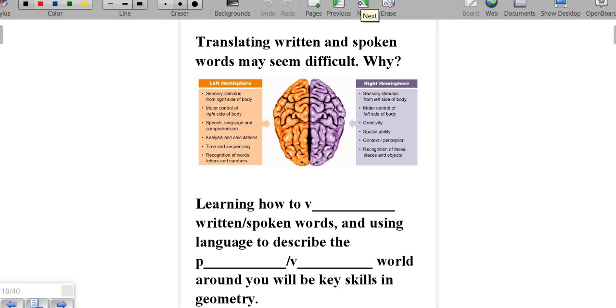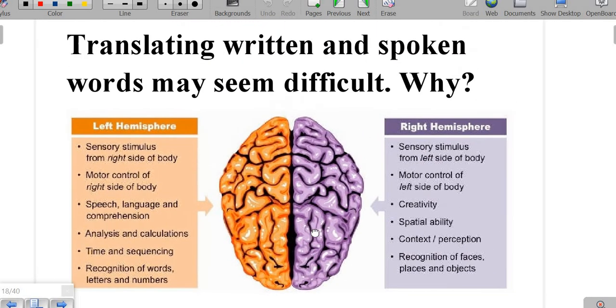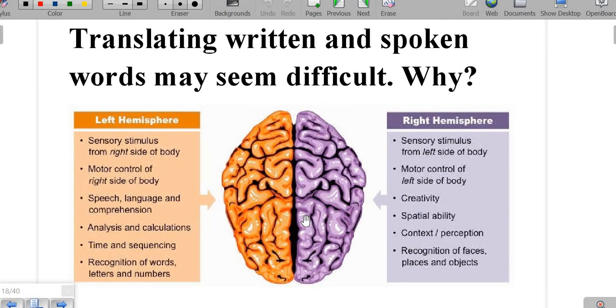Now, why does translating written and spoken words seem difficult? We did a pair share activity last class where someone read a description and you had to translate it into a diagram. And for many of you, that was really challenging, more challenging than you expected. Let me explain what's going on here. Your brain consists of two hemispheres. That means two halves. Spoken and written language is predominantly in the left hemisphere of your brain. So comprehending written language, comprehending spoken language, that is predominantly the left hemisphere.